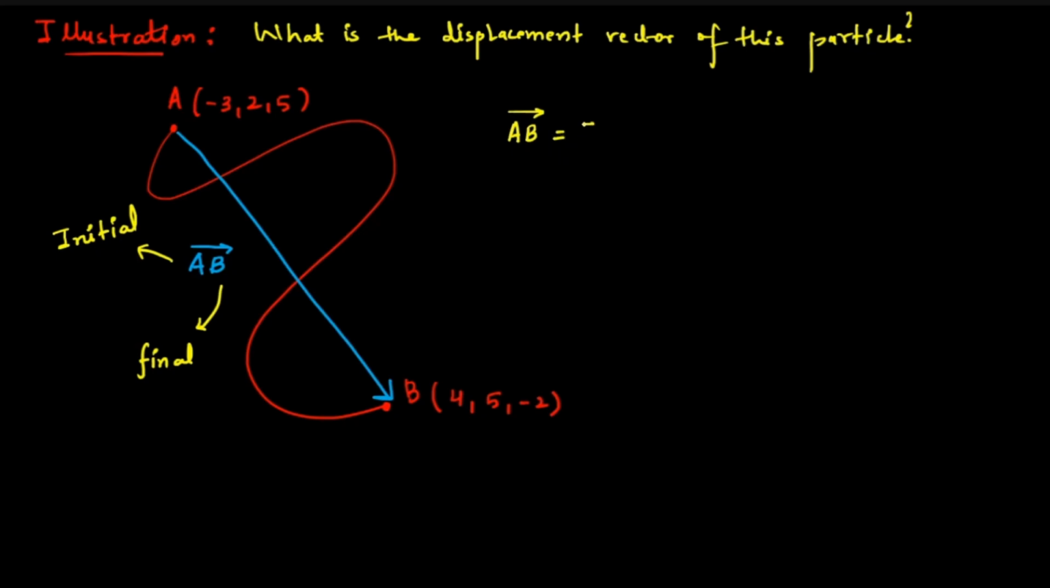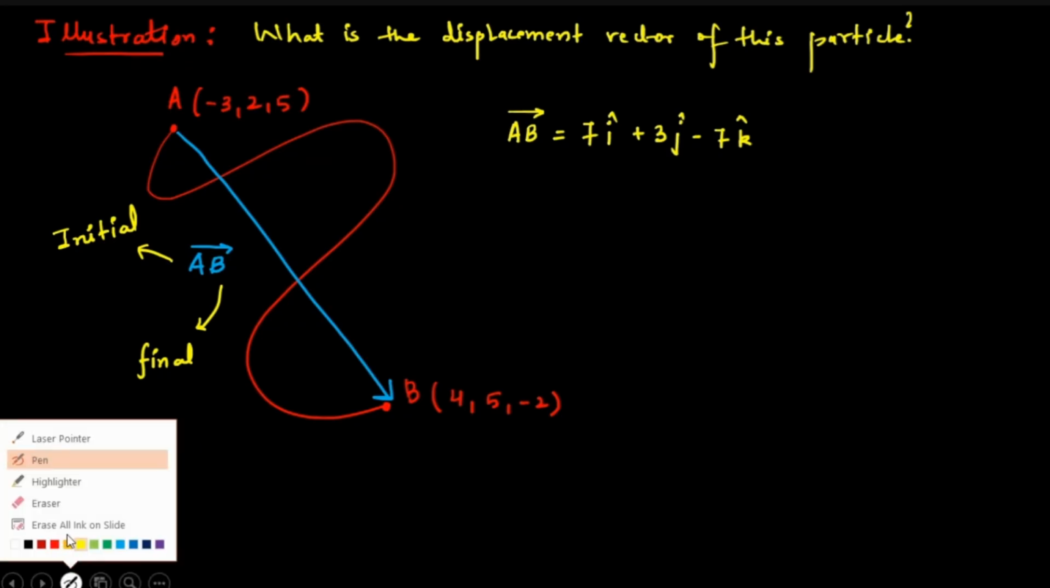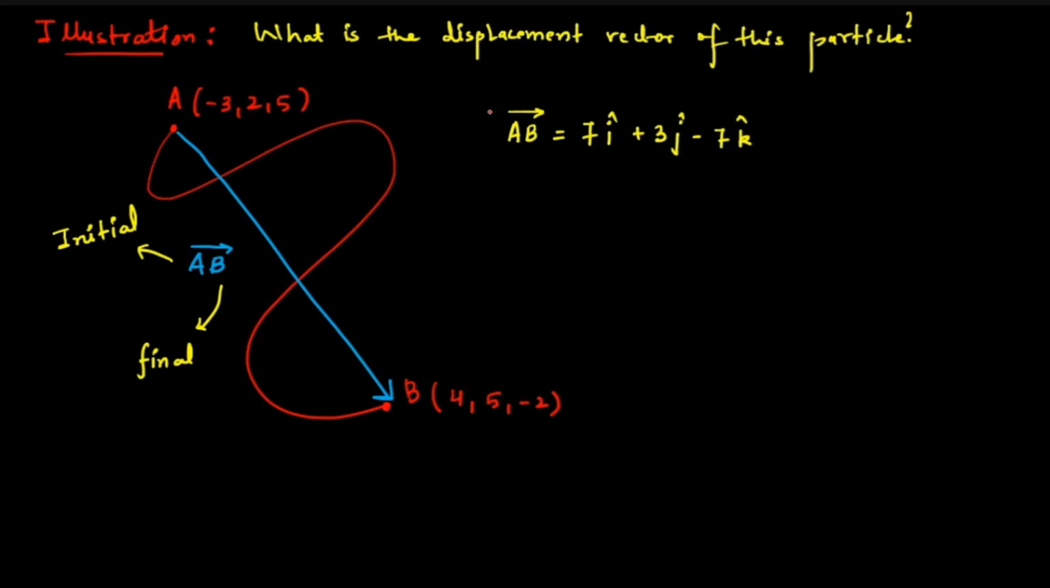7 I cap plus 3 J cap minus 7 K cap. All right, absolutely correct. And again, the caps represent the direction, and the numbers are the position. So position, direction, which is vector, right? Exactly. So here, this is a vector, and this vector contains both direction as well as magnitude. Now let us try to calculate the direction and the magnitude separately.